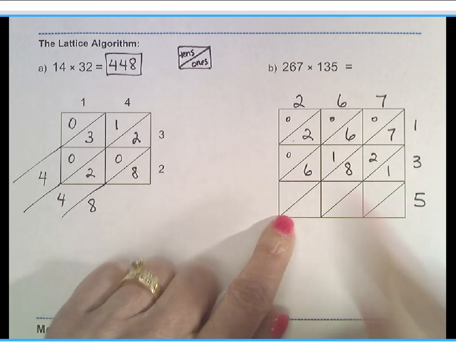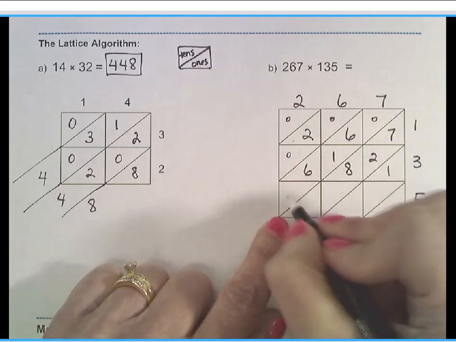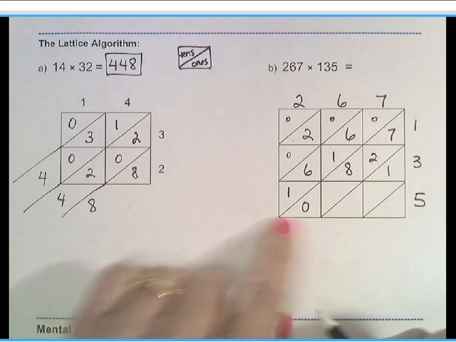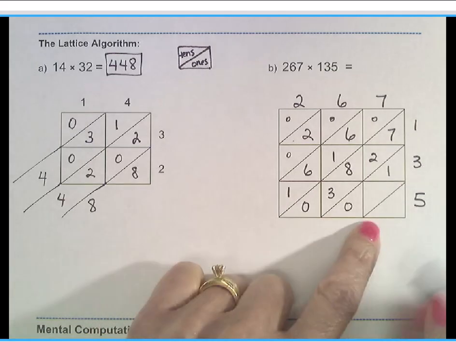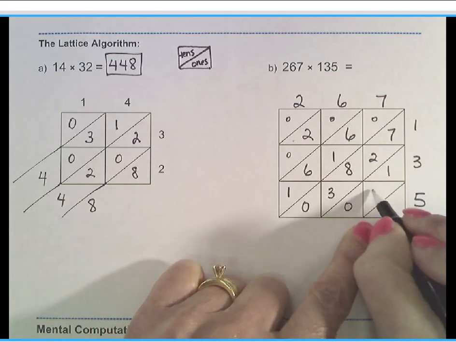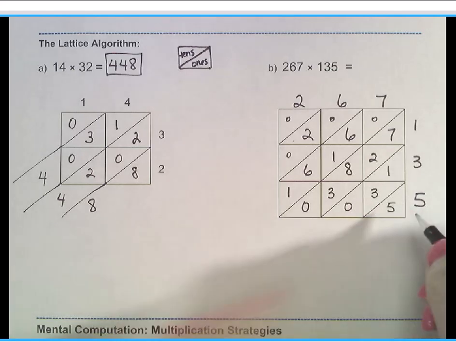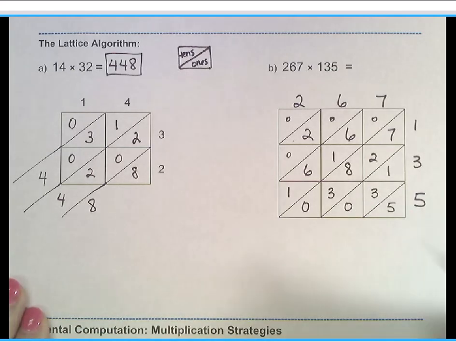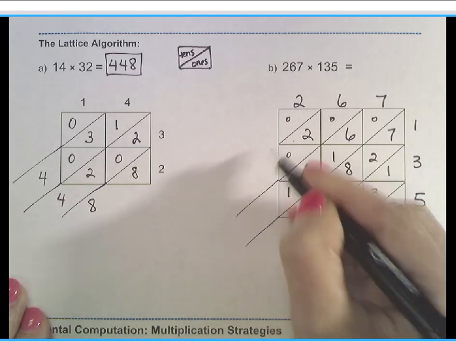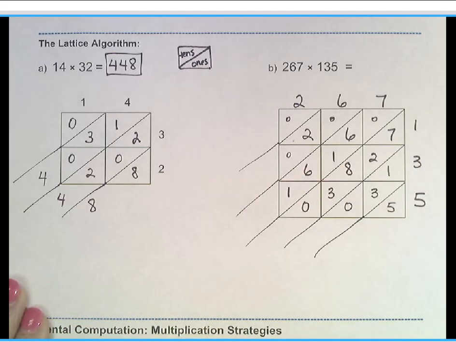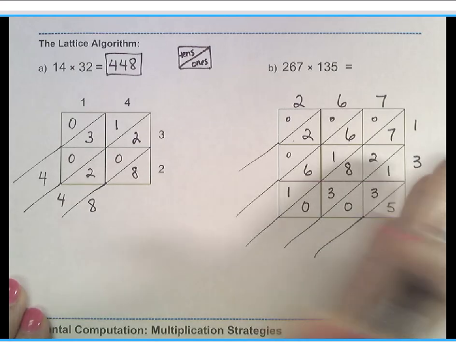And now the last row, 2 times 5, that's 10. 6 times 5 is 30, and 7 times 5 is 35. See how quick it is? I mean, little small multiplication problems are easier than big ones. And then we just have to handle all the diagonals. I usually go from right to left.